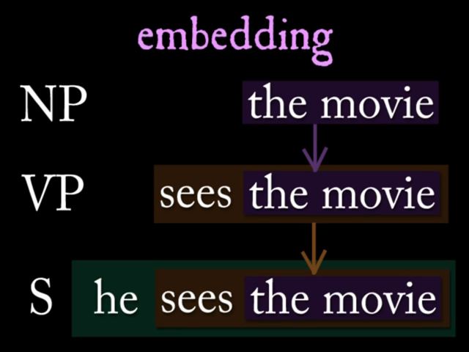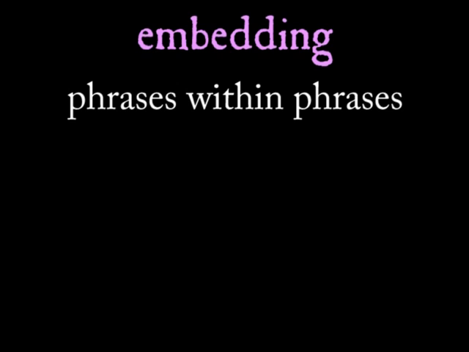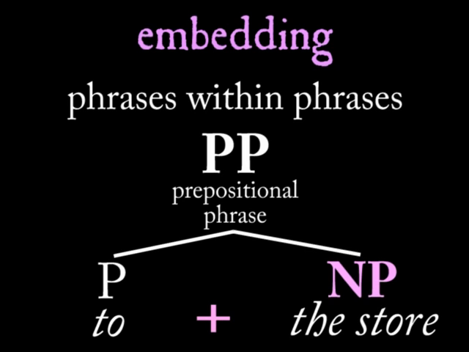Here's an English example of a phrase embedded into another phrase. Prepositional phrases have a head word, a preposition, like to, for, under, before. Prepositions are used with nouns, and the noun's going to be part of a noun phrase. In the prepositional phrase to the store, I have a preposition to, and I have a noun phrase the store.